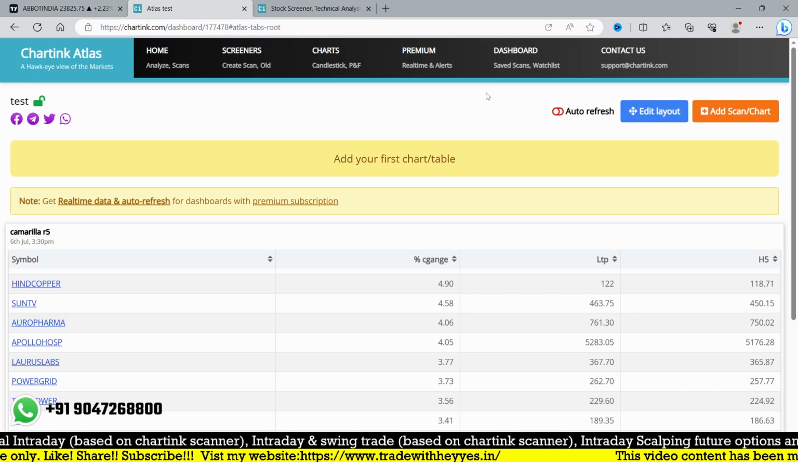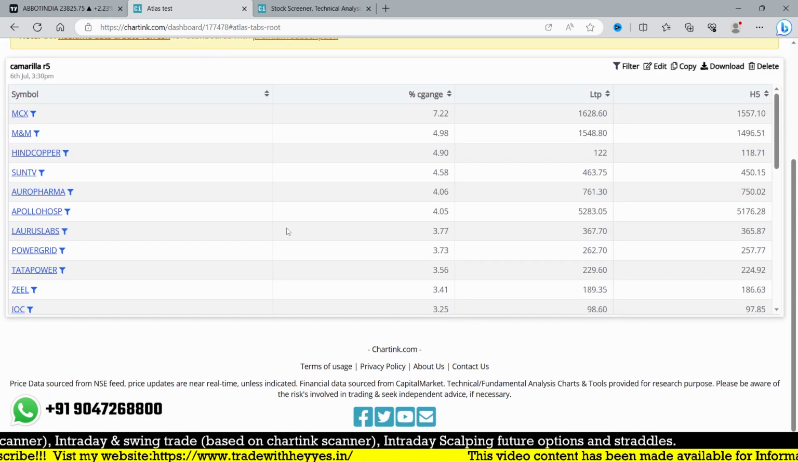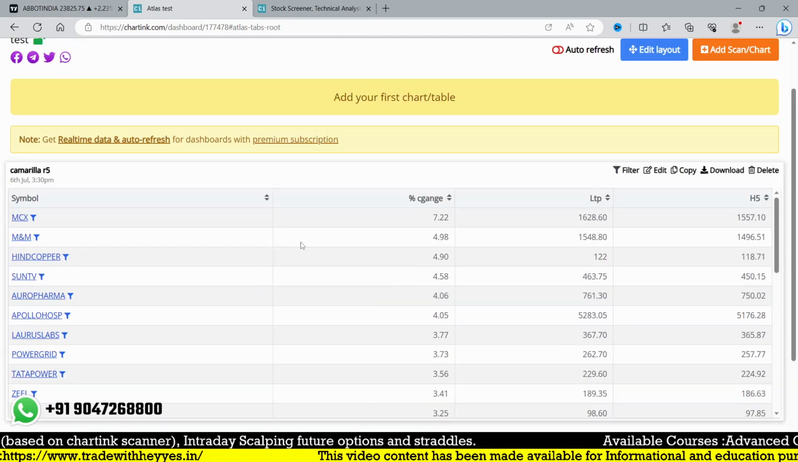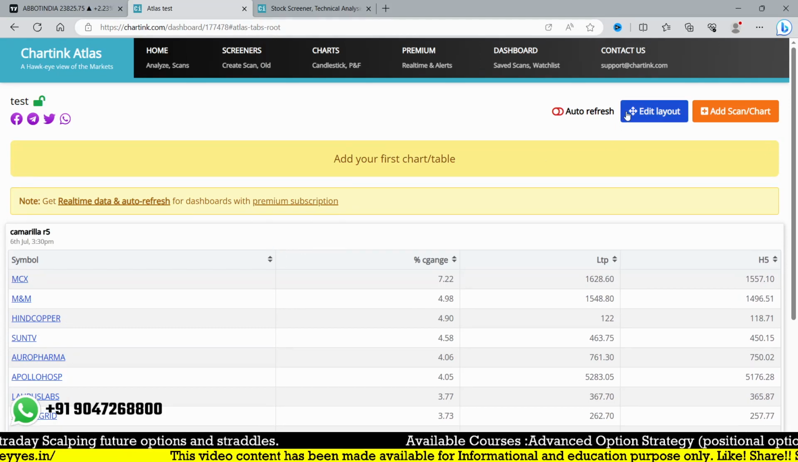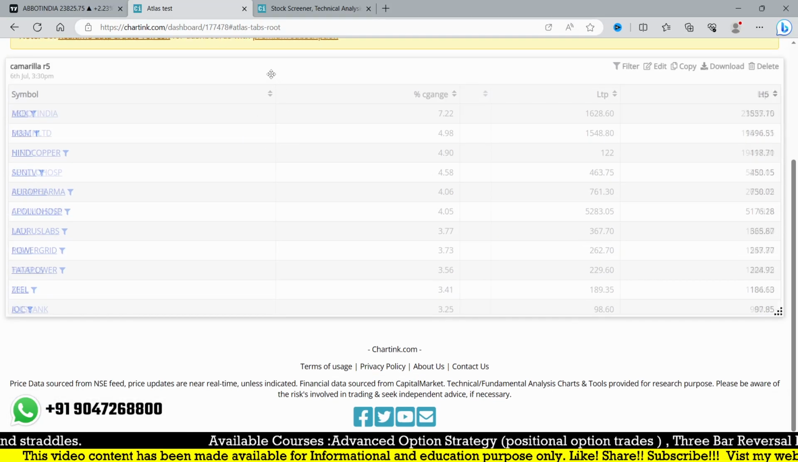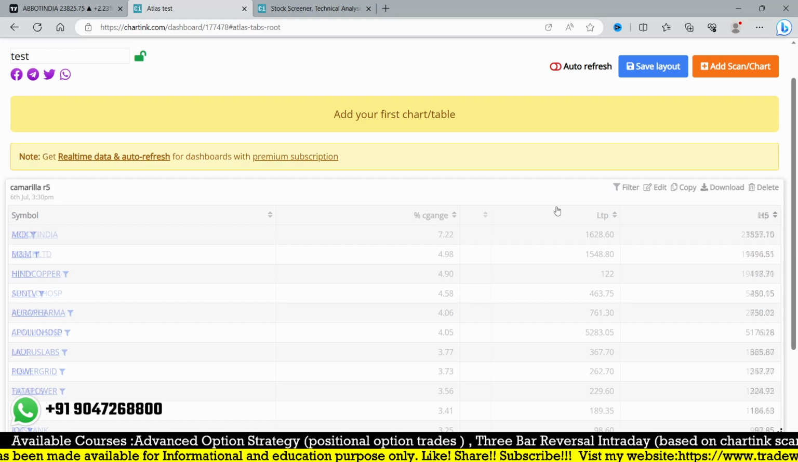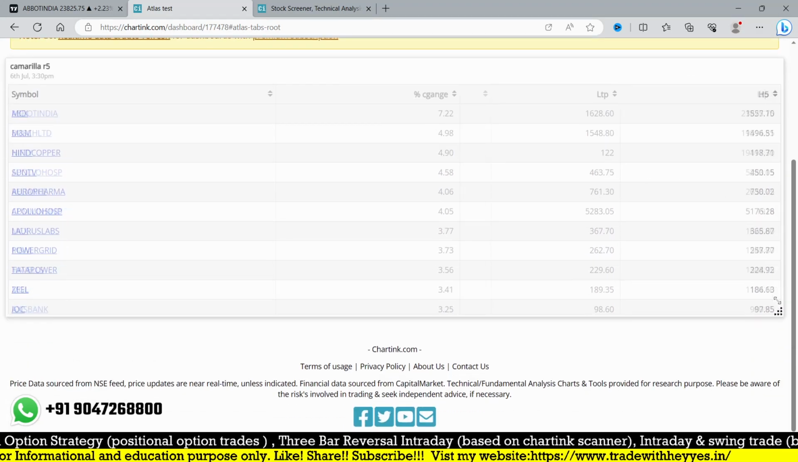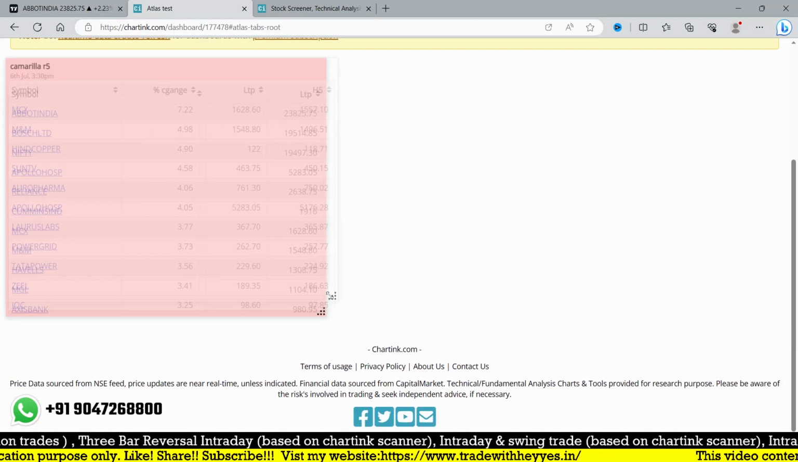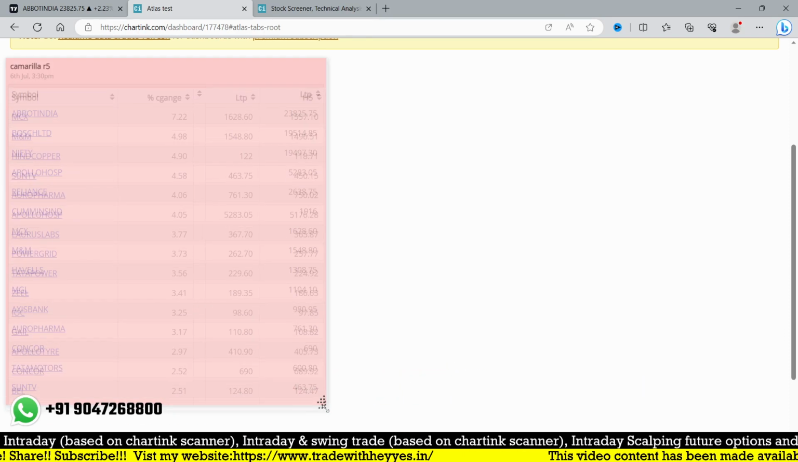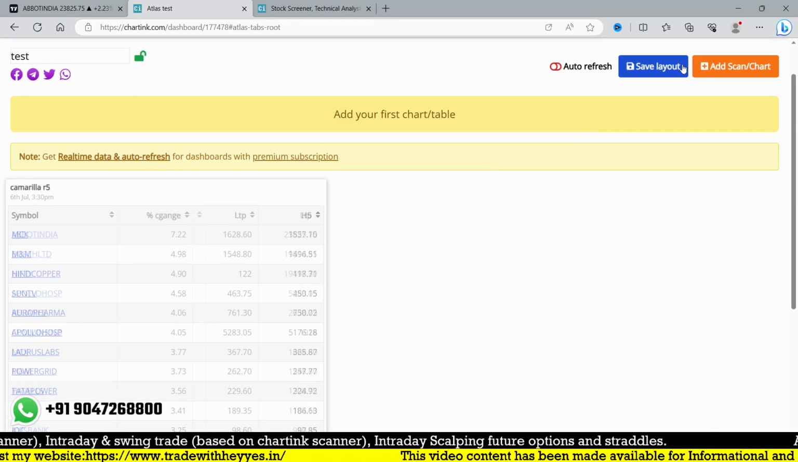So we cannot lock it. So that will be available. So make use of it, and this is what the scanner we are going to use for, and even edit the layout. So you can minimize that, and also we can simply add for put side. That means I'm talking about the downside stocks also. So we can add Camarilla apply.